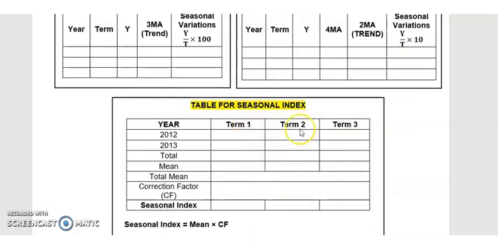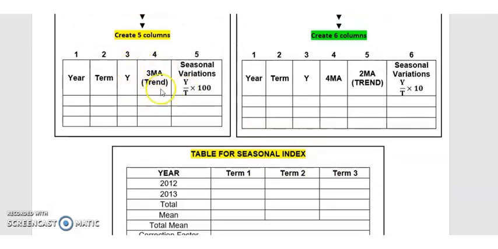So here: term 1, term 2, term 3, if you have 3 moving average like this. If you have 4 moving average with quarterly data, here will be quarter 1, quarter 2, quarter 3 and then quarter 4. It depends on your data.